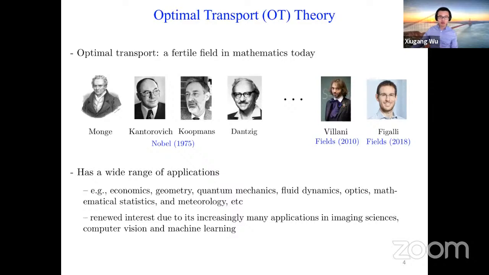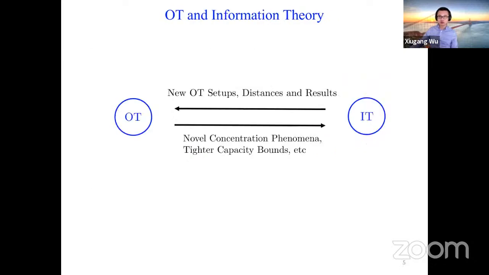However, in this talk, we do not plan to propose yet another application of optimal transport. Instead, given that we're on the Shannon channel here today, what we're going to explore is the bidirectional interactions between optimal transport and information theory. We'll show that on one hand, optimal transport theory can be enriched by studying problems arising from information theory. And this leads us to new optimal transport setups, distances, or inequalities, as I will show very shortly.